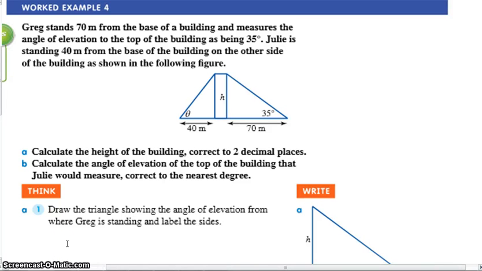Okay, so Greg, this is worked example 4. There's 2 parts to this one. Greg is standing 70 metres from the base of a building and measures the angle of elevation to the top of the building being 35 degrees.